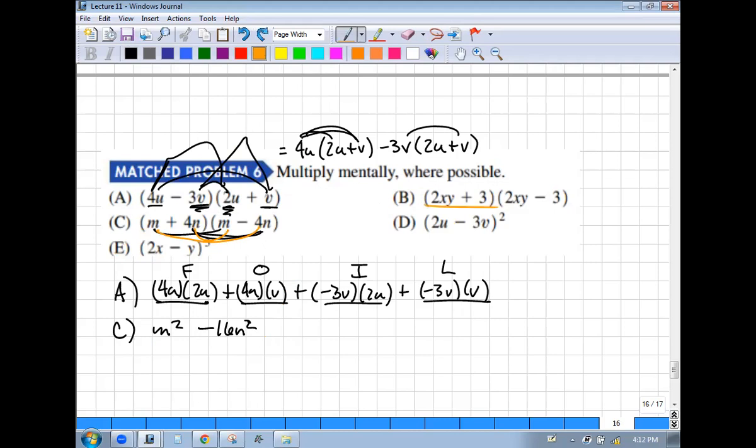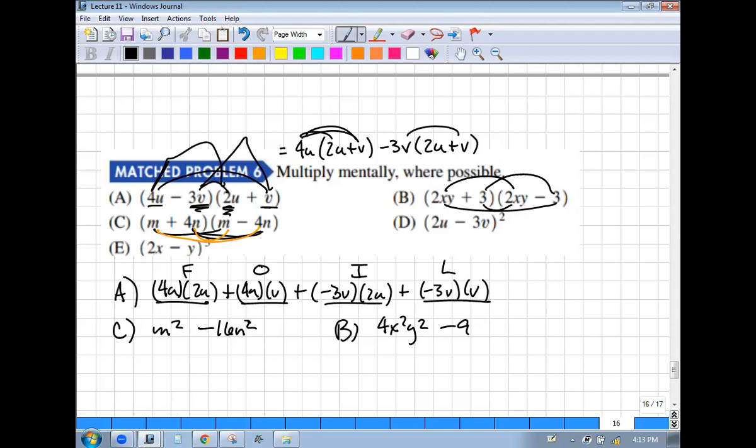So like this guy here, b, you know you're going to get that times that. That's a 4x squared y squared. You know you're going to get a minus 9. You know you're going to get a 6xy and a minus 6xy, and those cancel out. This happens to be another difference of two squares one.